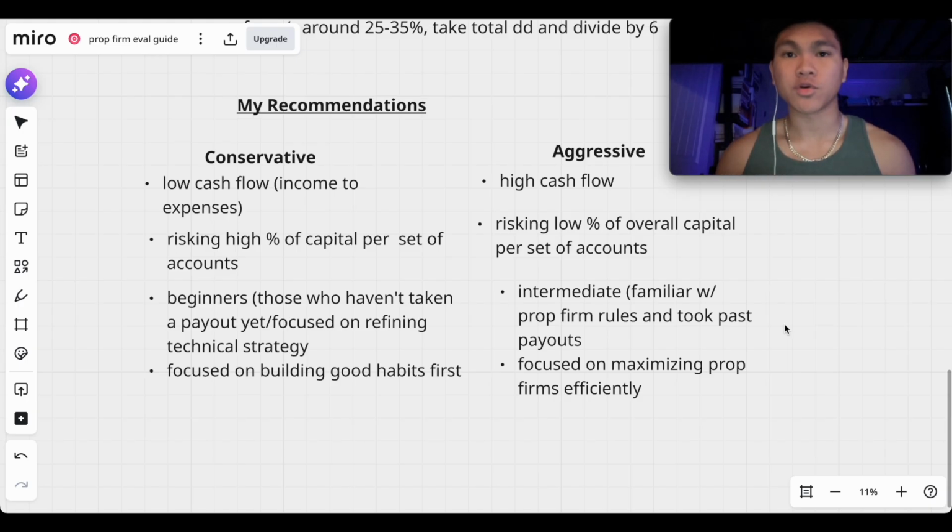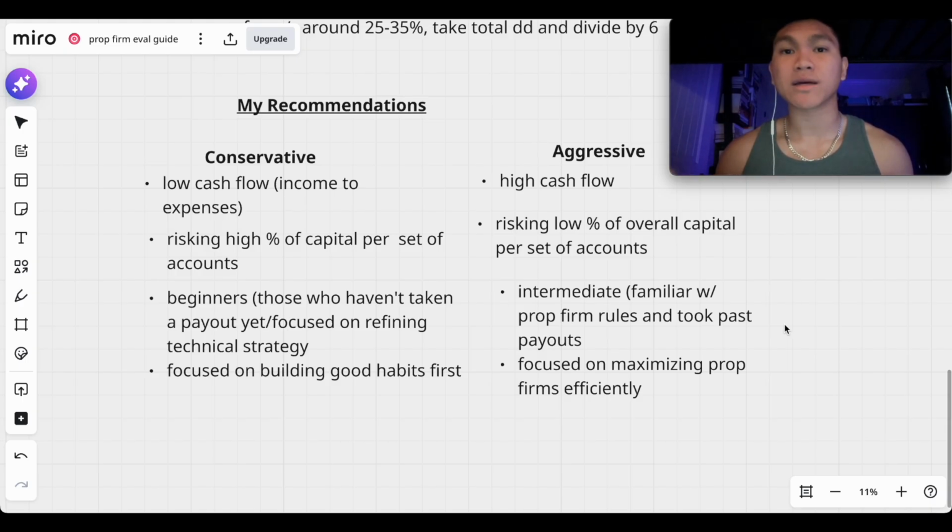Whereas if you are someone who has more experience with prop firms, you've taken payouts in the past, and you have more trading funds to invest in prop firms, then I recommend that you go the aggressive route. This is because you are able to take out payouts much faster and you're solely focused on utilizing prop firms in the most efficient manner possible. And because you're going to go through the cycle of investing and failing different accounts, you want to make sure that you have a relatively large amount of trading funds compared to what you're investing per set of accounts.